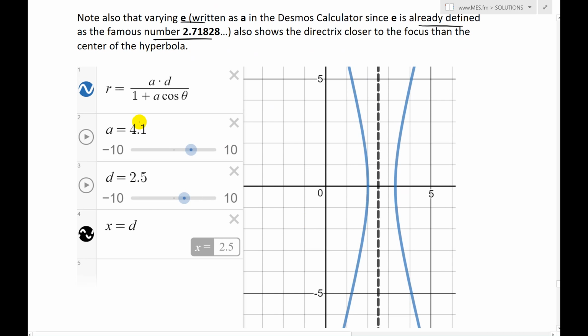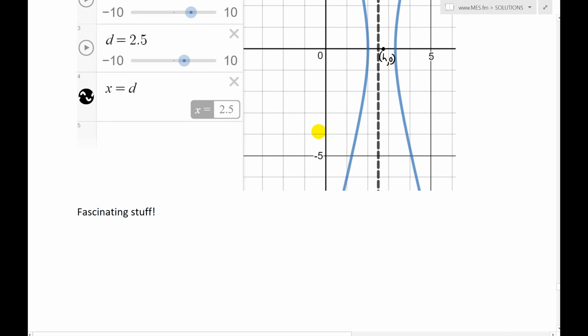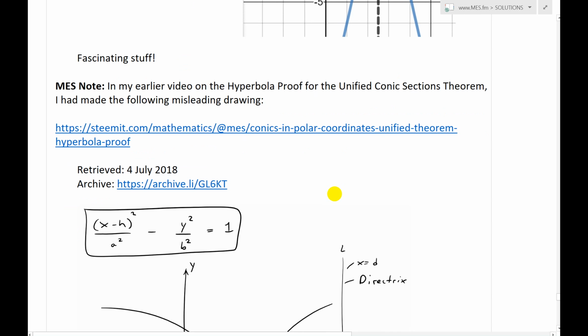So also now if you make a 4.1, leave d as 2.5, everything's going to shift, but this is still going to be off center to the left like that. This is h, 0 and there again. Fascinating stuff indeed.